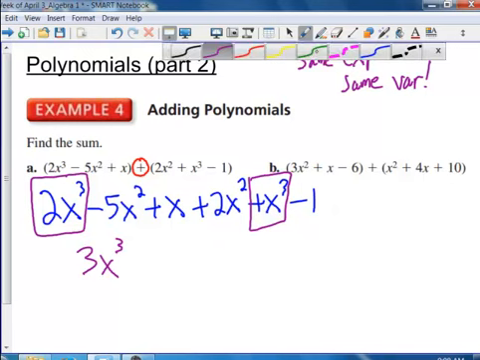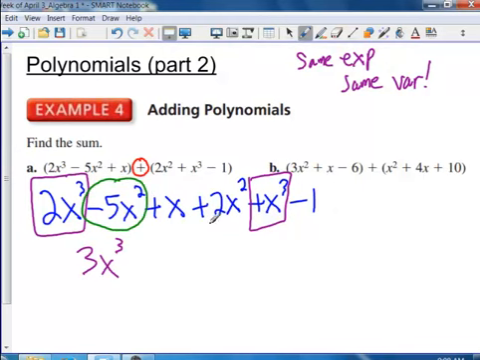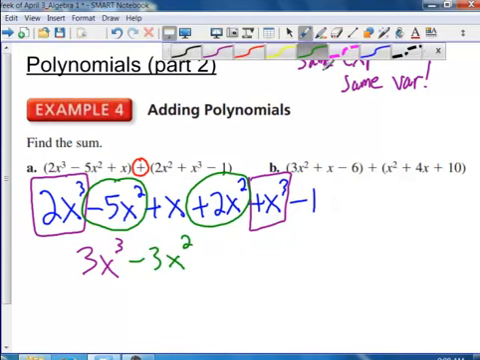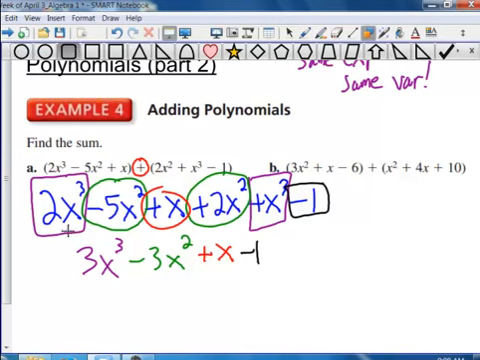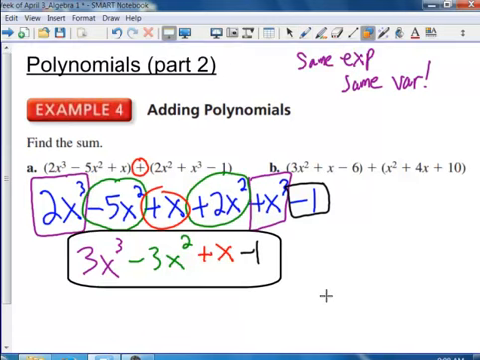Let's go to another color here. We got this guy. We'll circle him. Squared. Do you see any x squareds? This guy, right? So negative 5 and positive 2, we're adding and subtracting here, so that's going to be negative 3x, and now you probably know it's to the second, because that's the rule for when we're adding and subtracting. This guy is lonely, he has nobody to be combined with, and this guy is lonely, he has nobody to be combined with, so they stay where they are, and your final answer becomes this right here: 3x cubed minus 3x squared plus x minus 1.